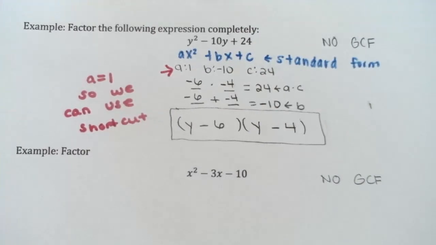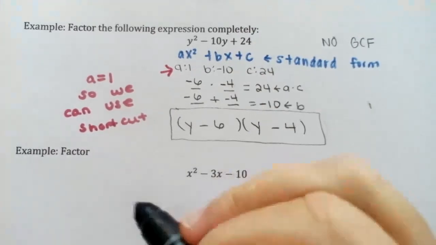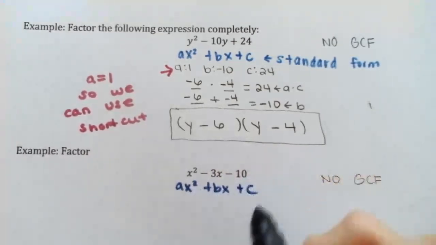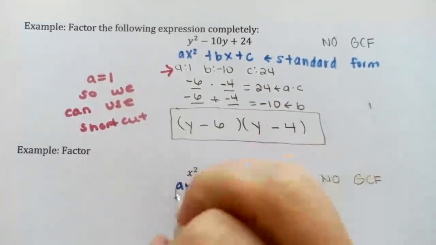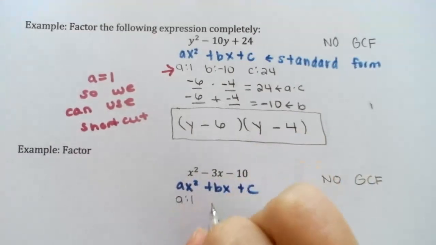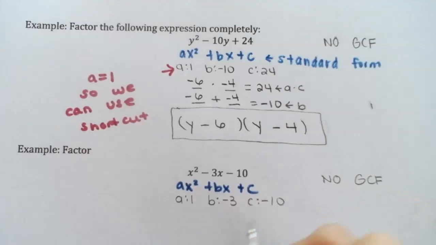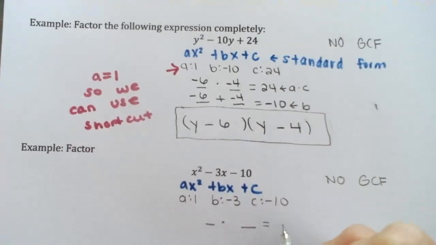So this is in standard form. So we have our ax squared plus bx plus c. So a in front of x squared is positive 1. B in front of x is negative 3. C out by itself is negative 10. So our little template blanks here.